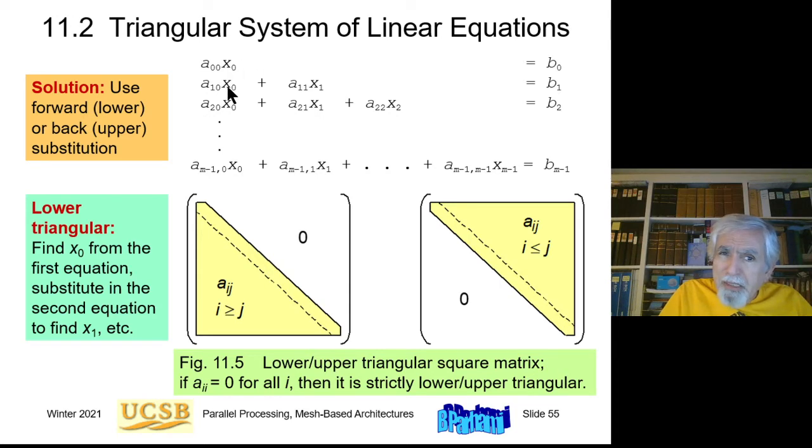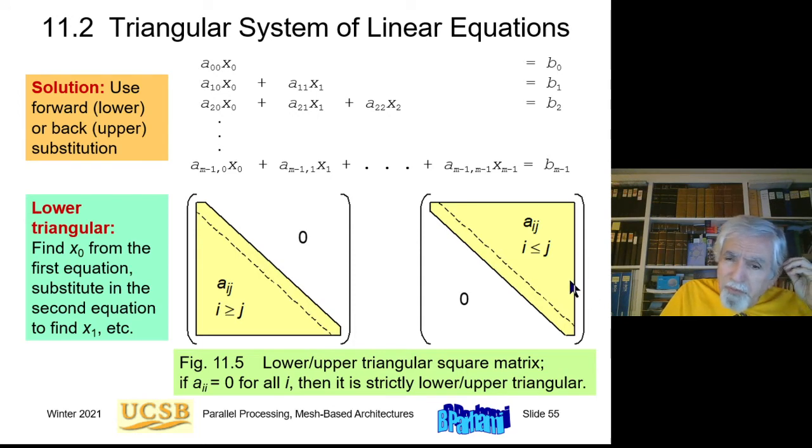Then you need multiply, subtract, and divide for the second one. So the number of operations increases as we go down. So that's why it's order n squared. Or m squared, I should say. These are m by m matrices.